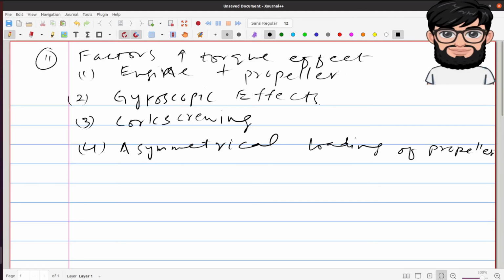Okay, so the first one, which is the torque reaction of the engine and the propeller. For every action there is an equal and opposite reaction. The rotation of the propeller to the right tends to roll and bank the aircraft to the left. This is what we talked about when we were talking about the definition of what the torque effect is.